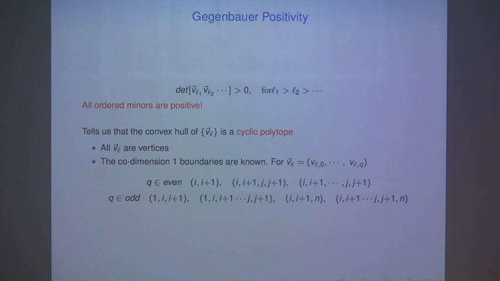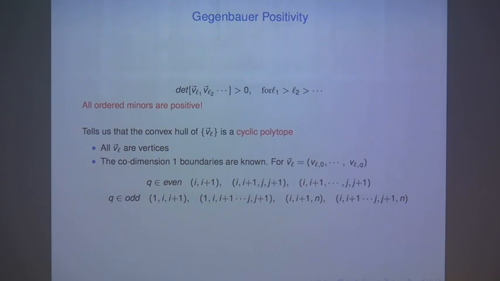A cyclic polytope tells us that all of the vectors are vertices, and all the boundaries are actually given to you directly. For example, when the dimension is even, the boundaries are just i, i plus 1 for the 2-dimension case, then i, i plus 1, j, j plus 1, and generalizations for higher and higher dimensions. For all dimensions, exactly the same pattern. You just have an extra vertex at 1 and an extra boundary by adding 1 in the last entry, but in our case, it will be infinity.